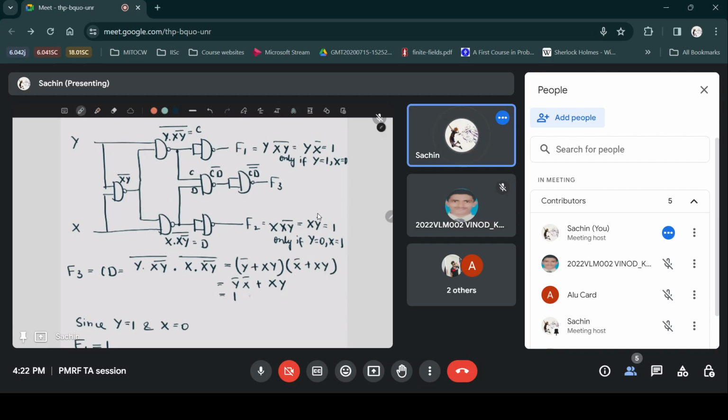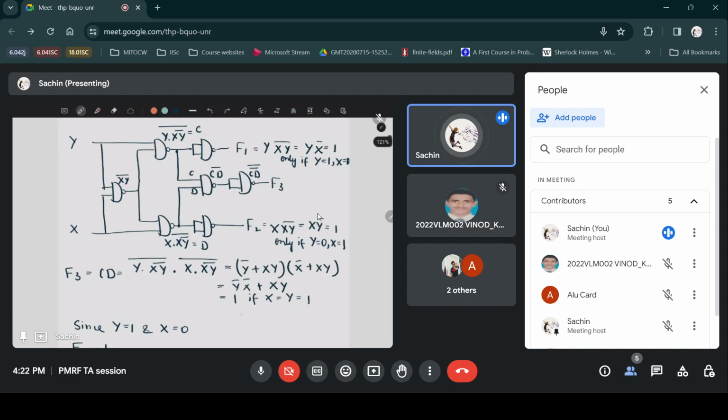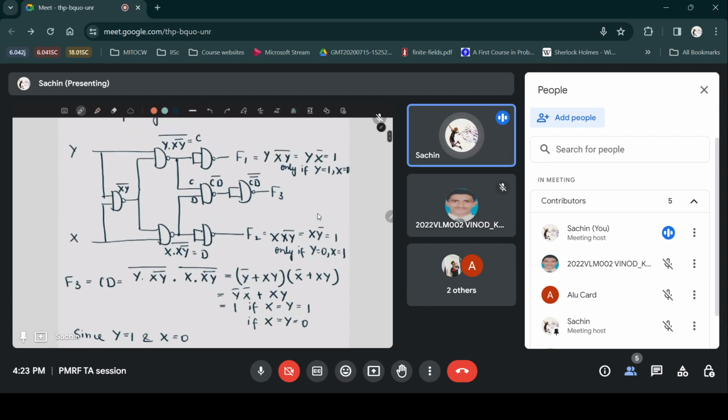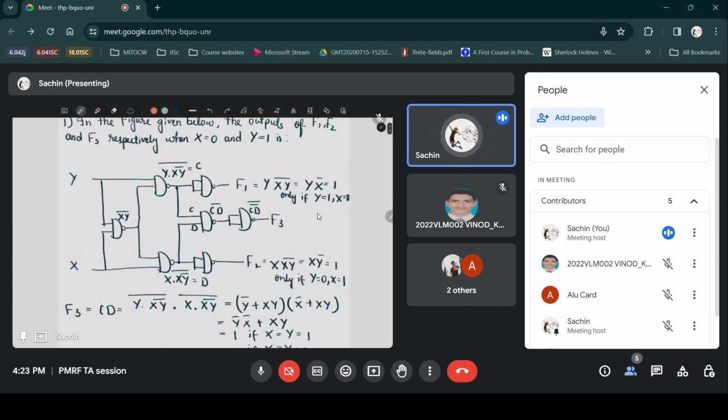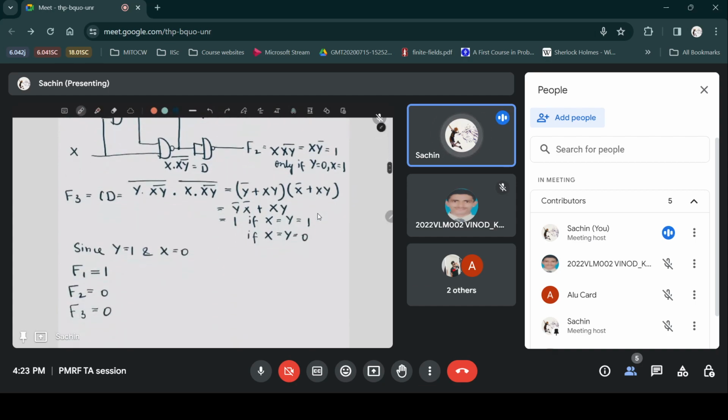This is equal to 1 if both x and y are 1. So in that case, this term will become 1, this term will become 0. Or another possibility is if x and y both are 0, in that case this term will become 1 and this term will become 0. So it's checking if both x and y are the same bit value or not. So it's checking if they are both equal. And in this case, y is equal to 1 and x is equal to 0. So both of them are not equal. So f3 will be equal to 0.